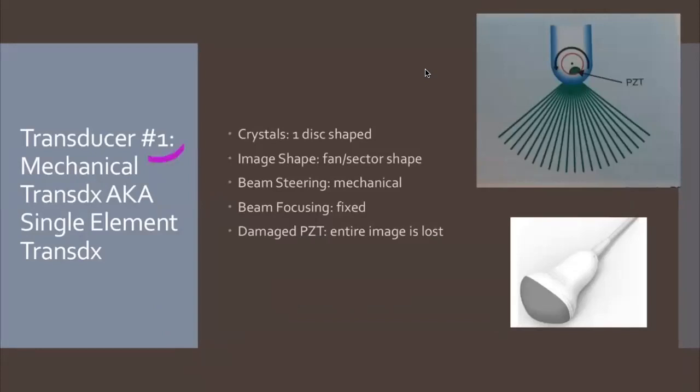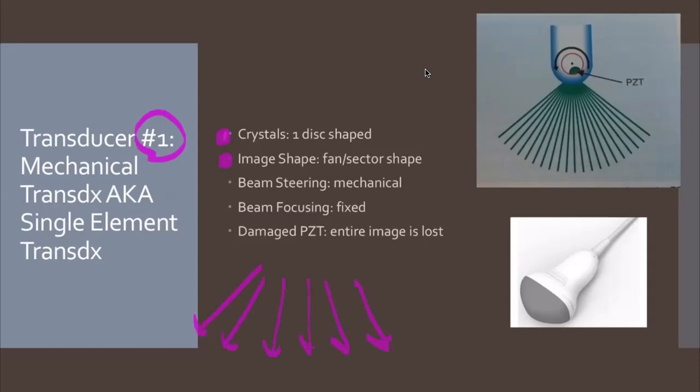So this is transducer number 1. It's called the mechanical. So remember, I told you guys when we're talking about transducers, you remember mechanical motor. And if you do that, it will help you with the rest of it. It's also called a single element transducer. How many crystals? There's only 1 PZT inside of this transducer. The resulting image will be a fan or sector shape. So it'll be something like this.